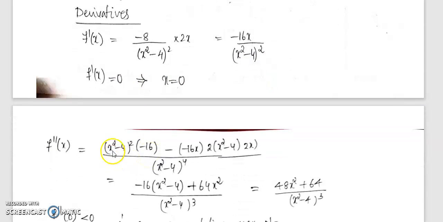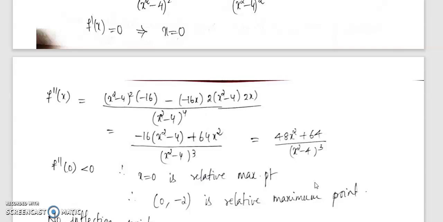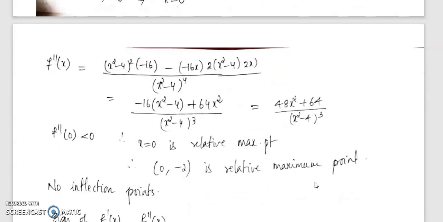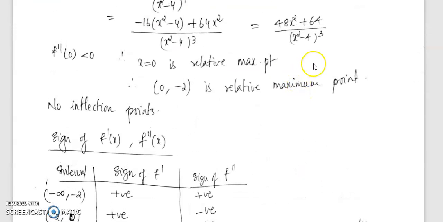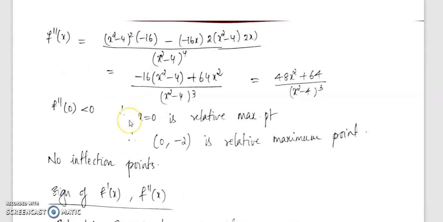And f double dash of x, when you find it, you will get 48x square plus 64 by x square minus 4 whole cube. So when x is 0, this is negative. So that's a relative maximum. Now let us look at the inflection points. There are none, because f double dash of x cannot be 0, so there are no inflection points. Now let us look at the sign change of f dash and f double dash.